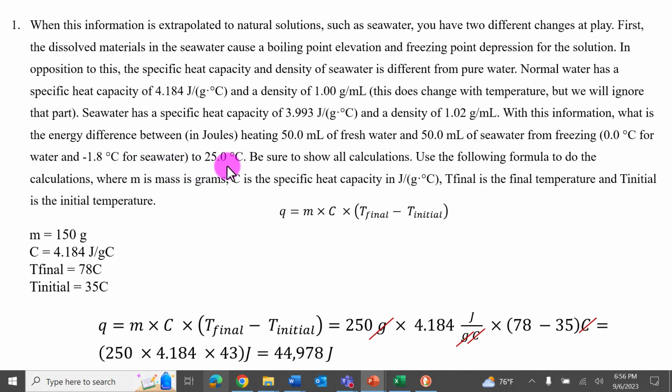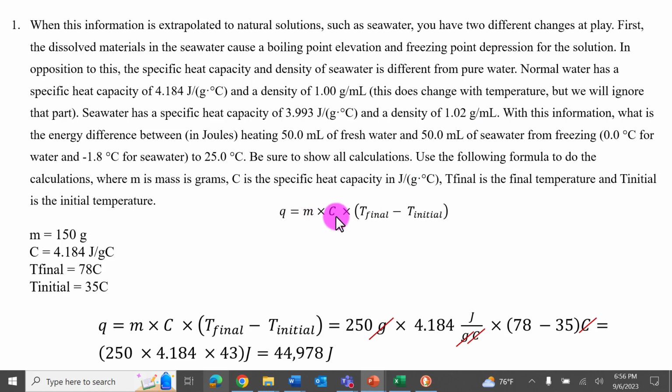So show all calculations. Use this formula to do the calculations, where m is the mass in grams. Now remember, for pure water it's given to you that the density is 1 gram per milliliter, but for the seawater it is 1.02 grams per milliliter. So just like we did in the previous slides, use these two pieces of data to calculate the mass of pure water and the mass of seawater.